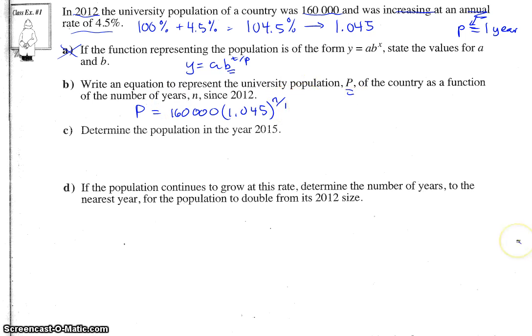Now, follow-up question. Determine the population in the year 2015. So 2015 is 3 years later, so n would equal 3 years. And all we do then is simply sub that into our equation, and then we grab our graphing calculator and we figure out what that would equal. So let's do that.